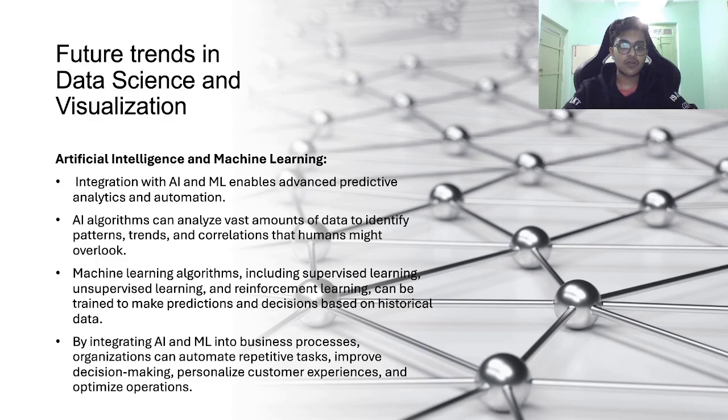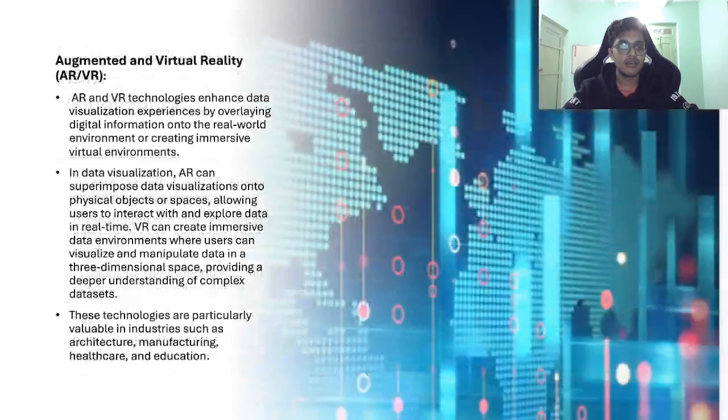Machine learning algorithms include supervised learning, unsupervised learning, reinforcement learning, and semi-supervised learning, and can be trained to make predictions and decisions based on historical data. By integrating AI and ML into business processes, organizations can automate repetitive tasks, improve decision making, personalize customer experiences, and optimize operations respectively. Next, we have AR, that is augmented reality, and VR, that is virtual reality.